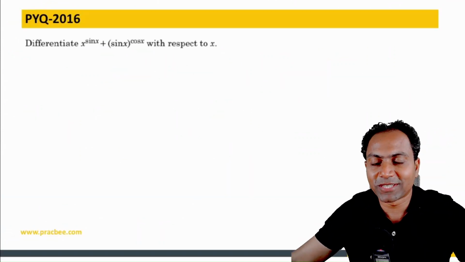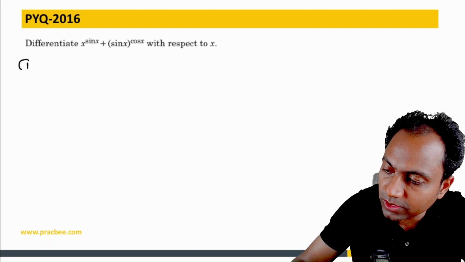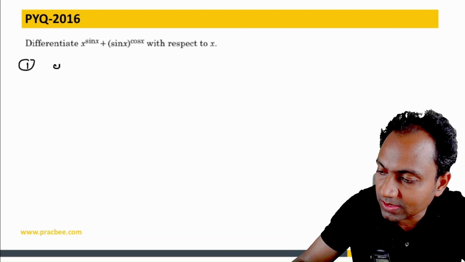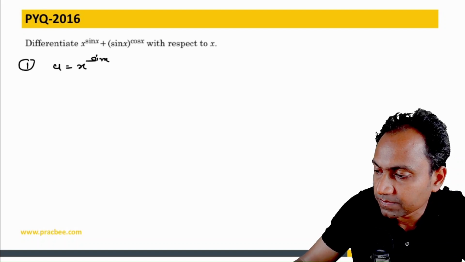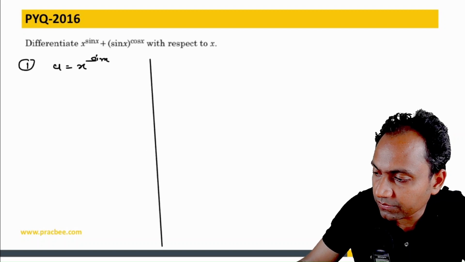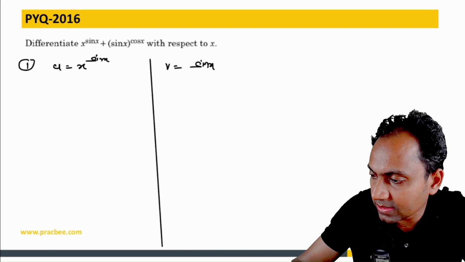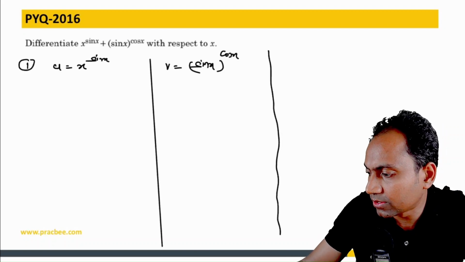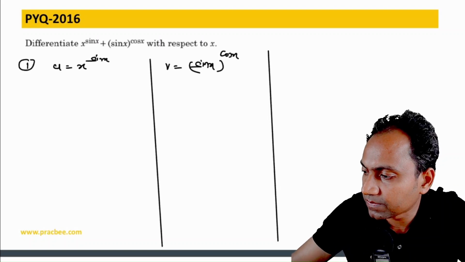Now, if I look into this next question, it is based on a similar type of concept. So let us divide it into 3 parts. Again we'll assume u as nothing but x raised to the power sin x. And then we will take the value of v as nothing but sin x raised to the power cos x. And in the third part, let us write what they have given us in the question.